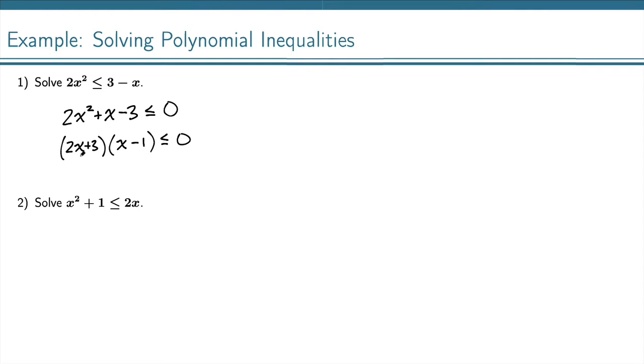Now, this gives us our zeros of this polynomial. For the first one, if we subtract 3 and divide by 2, we get x equals negative 3 halves. And for this second one, we have x equals 1. So these two numbers, we're going to go ahead and plot those on a number line. We've got negative 3 halves, and we've got 1.